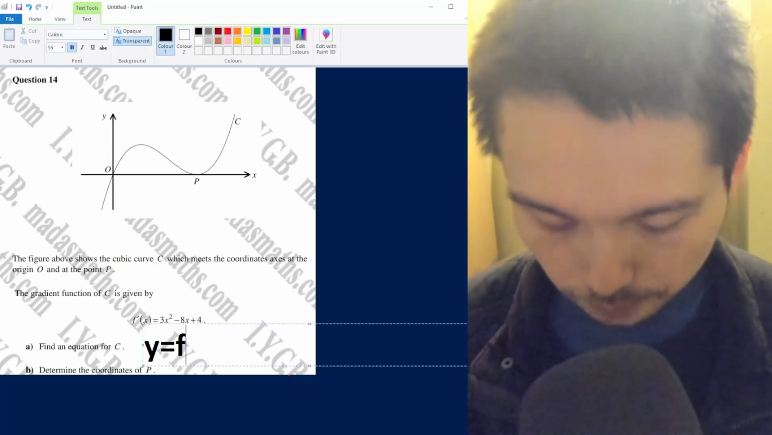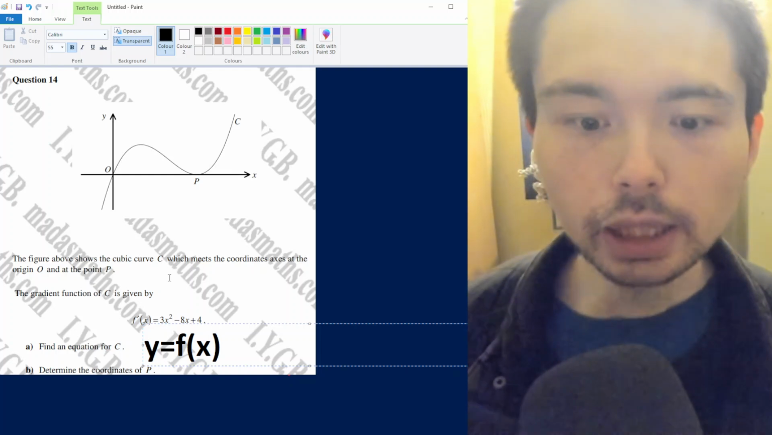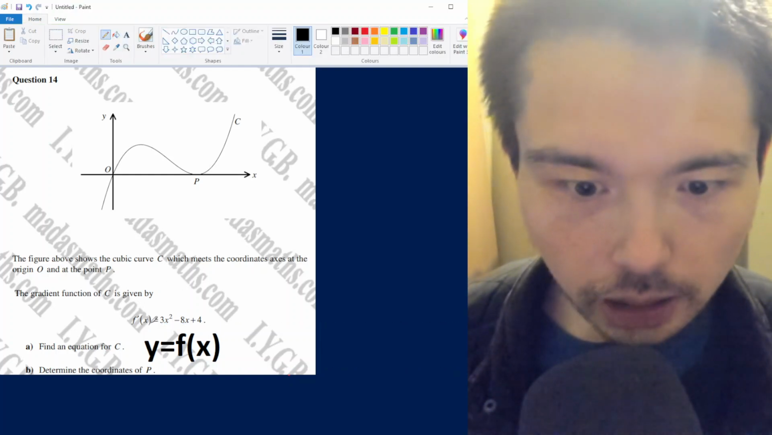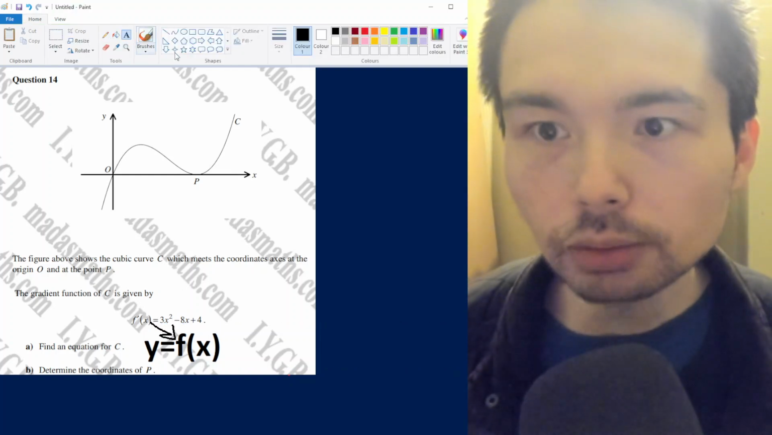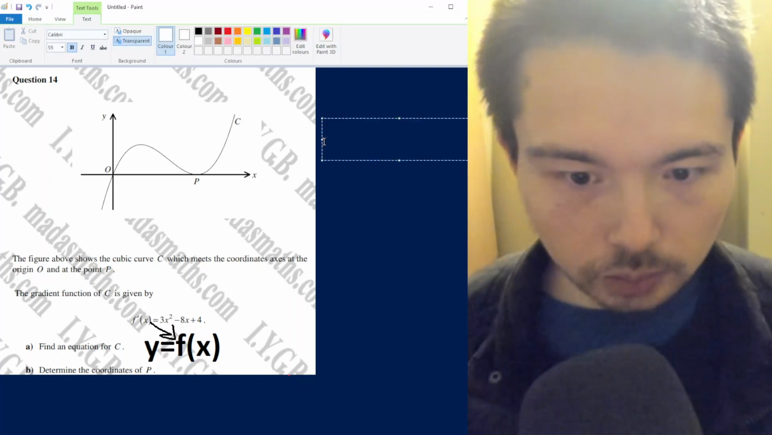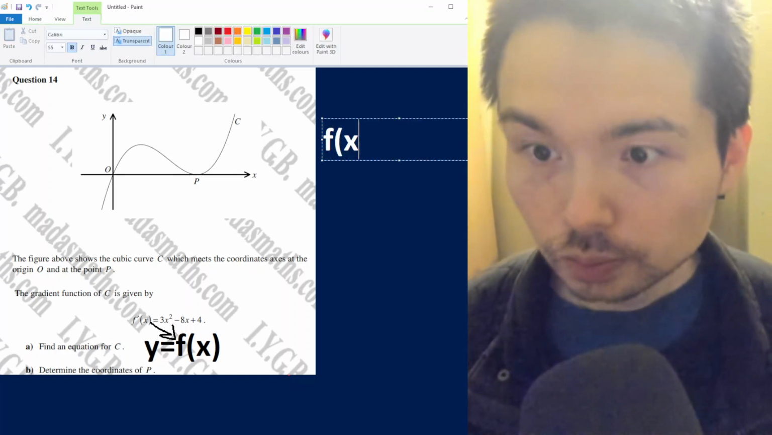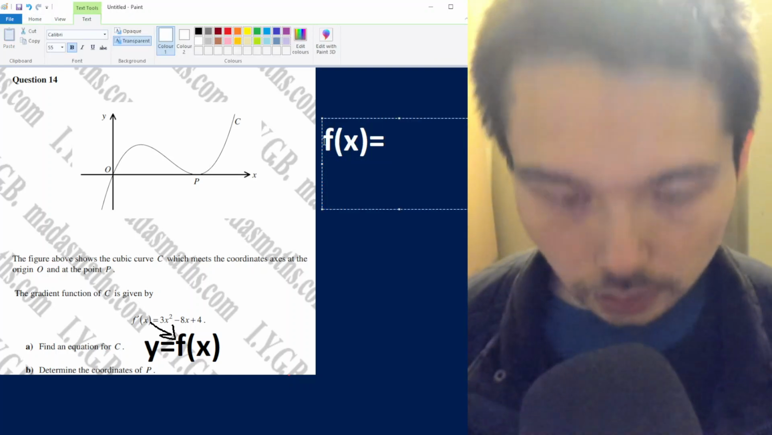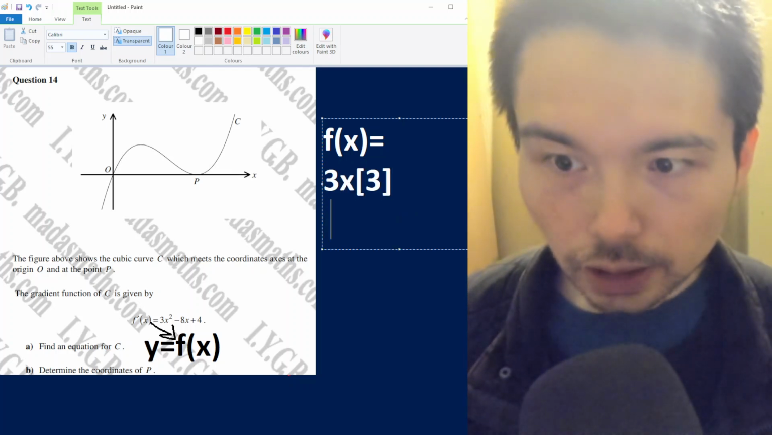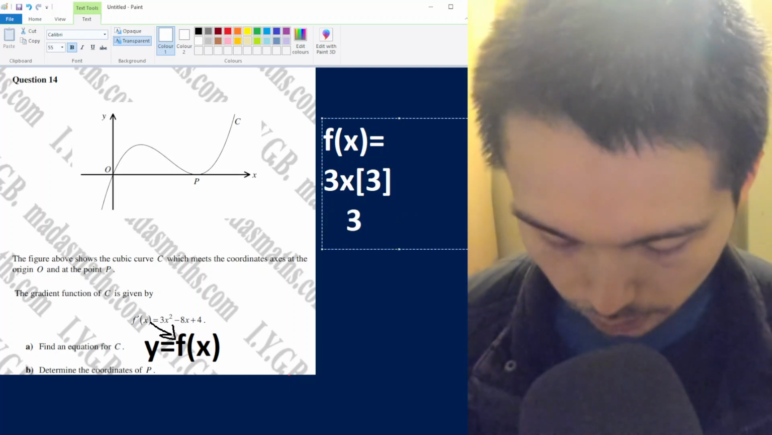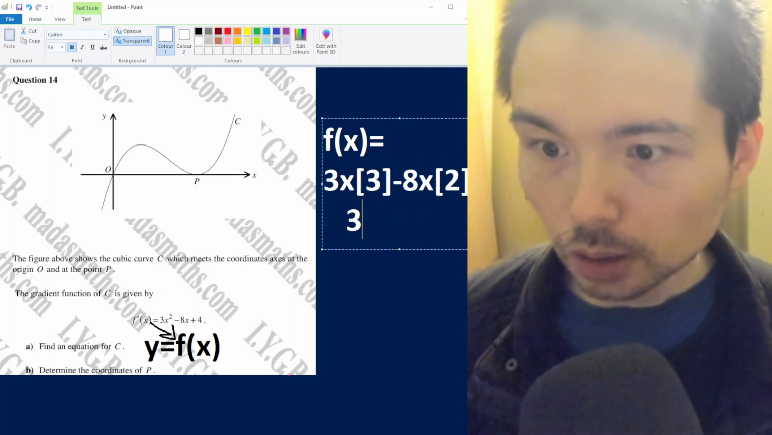How do we go from f dash x to f x? We need to integrate. So let's just do that for every term. We have 3x cubed over 3 minus 8x squared over 2.